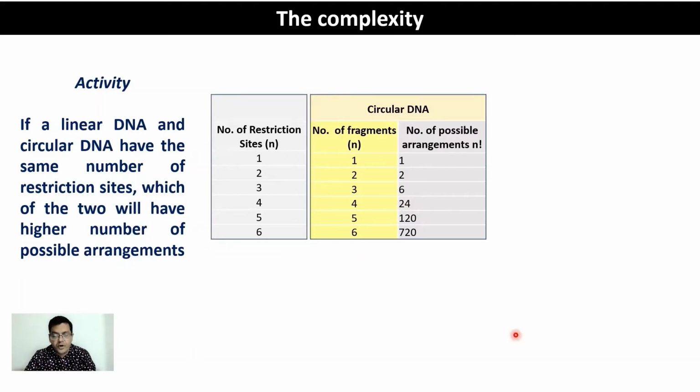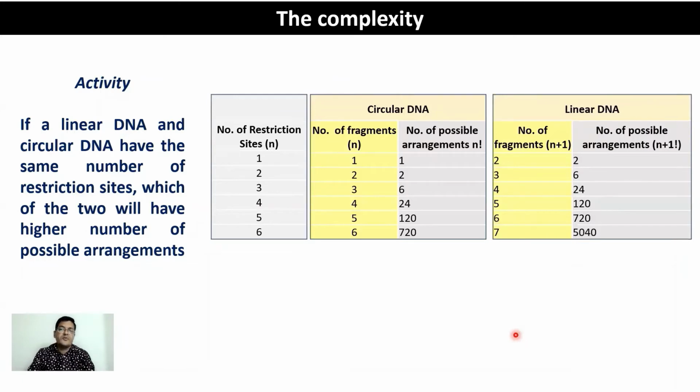Likewise, if your DNA is not circular but linear, then in that case, again, you know that the number of fragments obtained will be n+1, where n is the number of restriction sites, and the number of possible arrangements that can come out of n+1 fragments will be n+1 factorial. So here you are. So this is the formula here. So for, let's say we compare for 6 restriction sites, in circular DNA you have 6 fragments, and they can be arranged in 720 possible arrangements. In linear DNA, you'll have 7 fragments, and the number of ways these can be arranged is 5040.